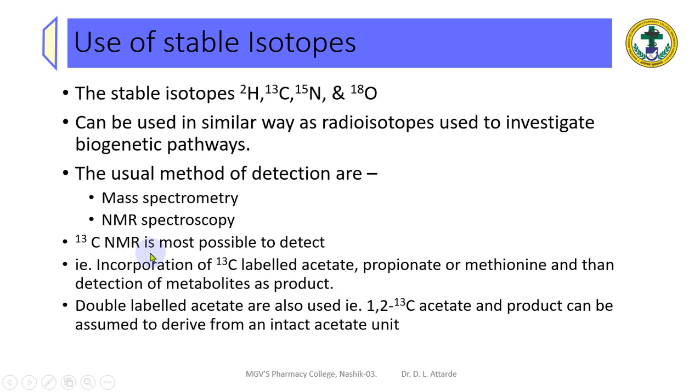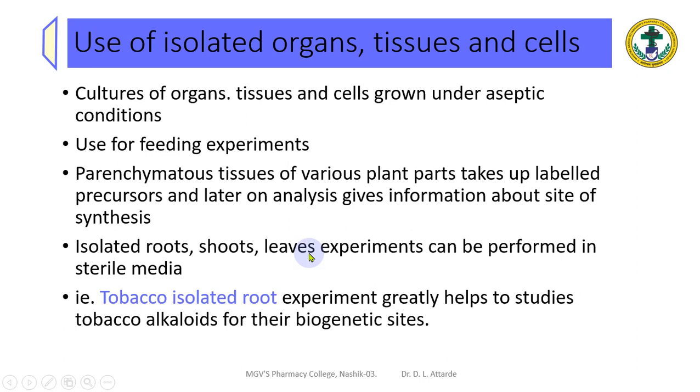NMR spectroscopy with C13 gives an idea about the basic backbone structure of the metabolites, and quick results can be interpreted with this. Even double labeled acetate is used. We know acetate is CH3COOH, so both carbons are labeled, and the product can be assumed to derive from the intake of acetate units. So that study can be done with NMR spectroscopy along with stable isotopes.